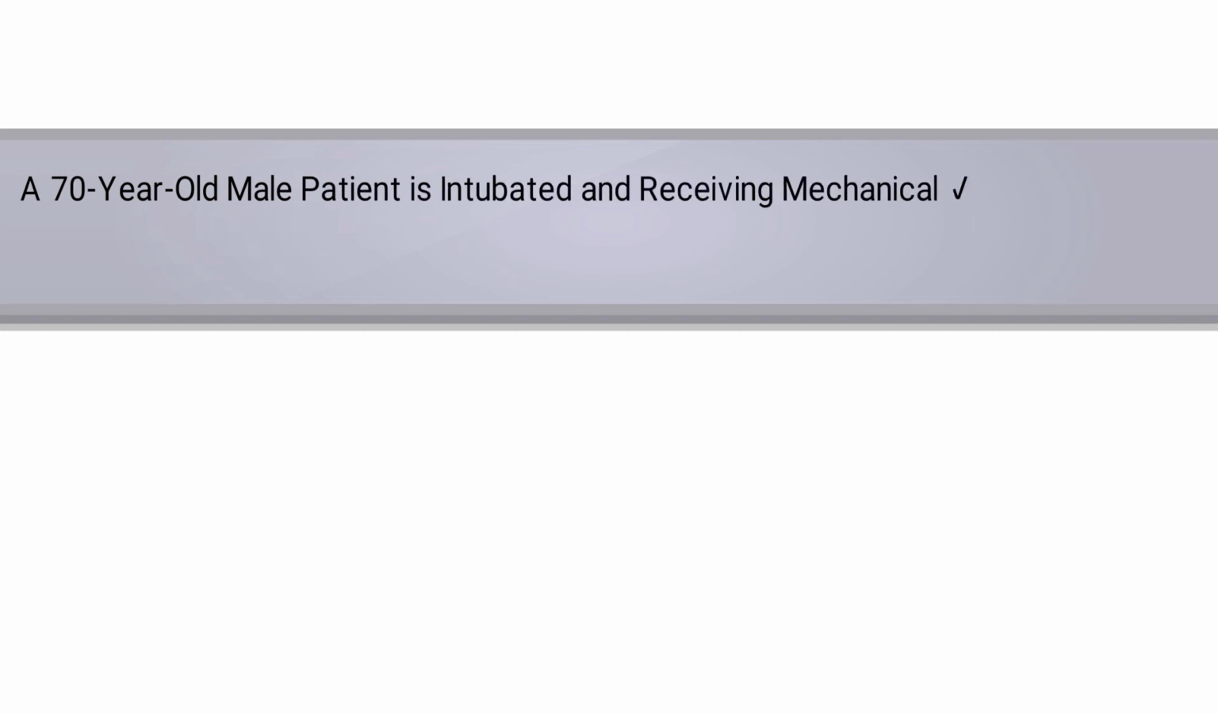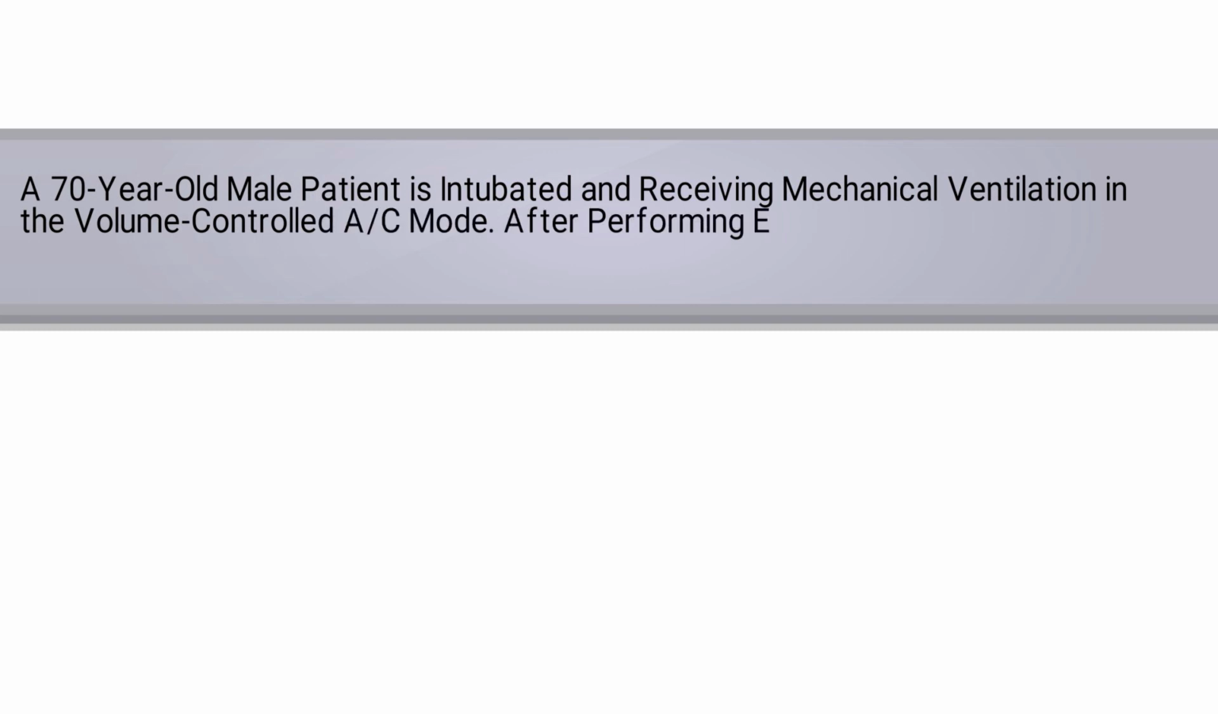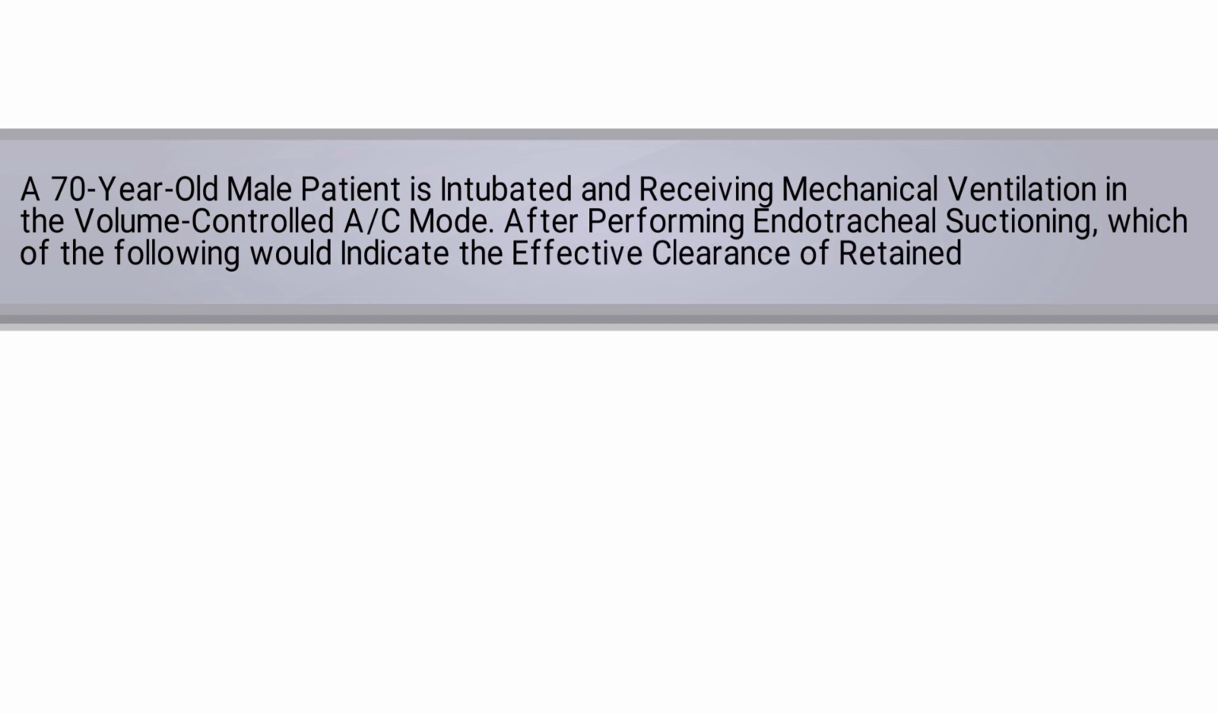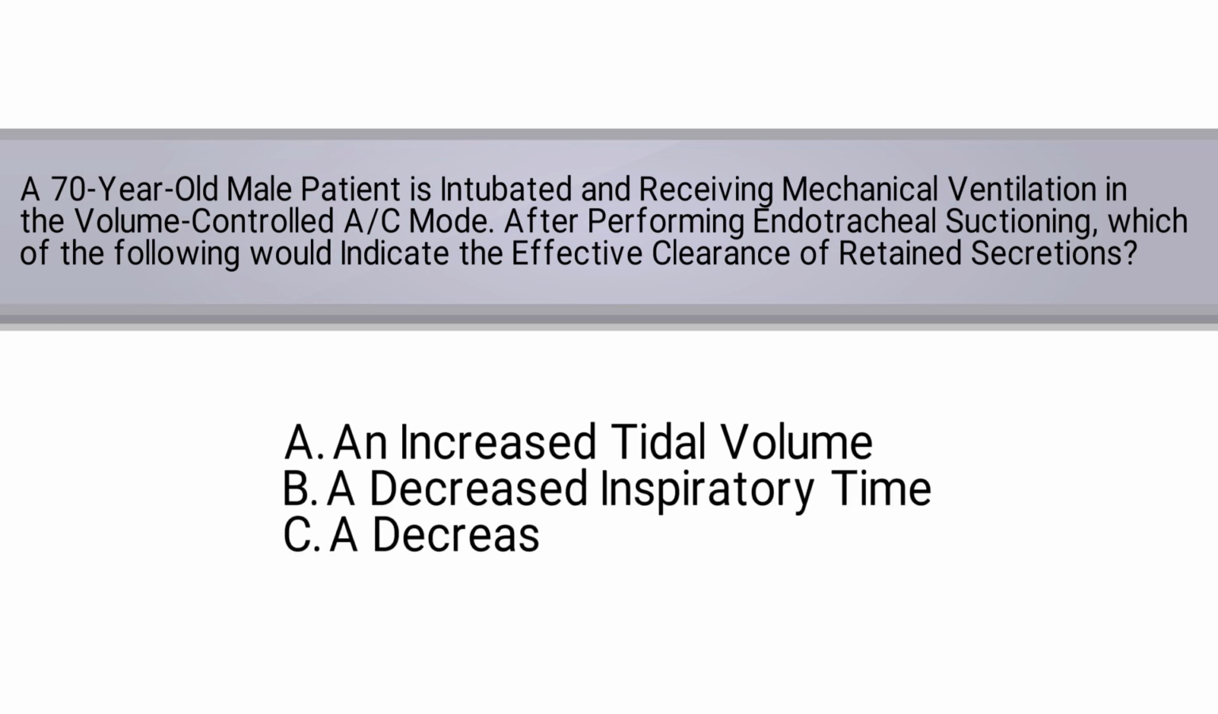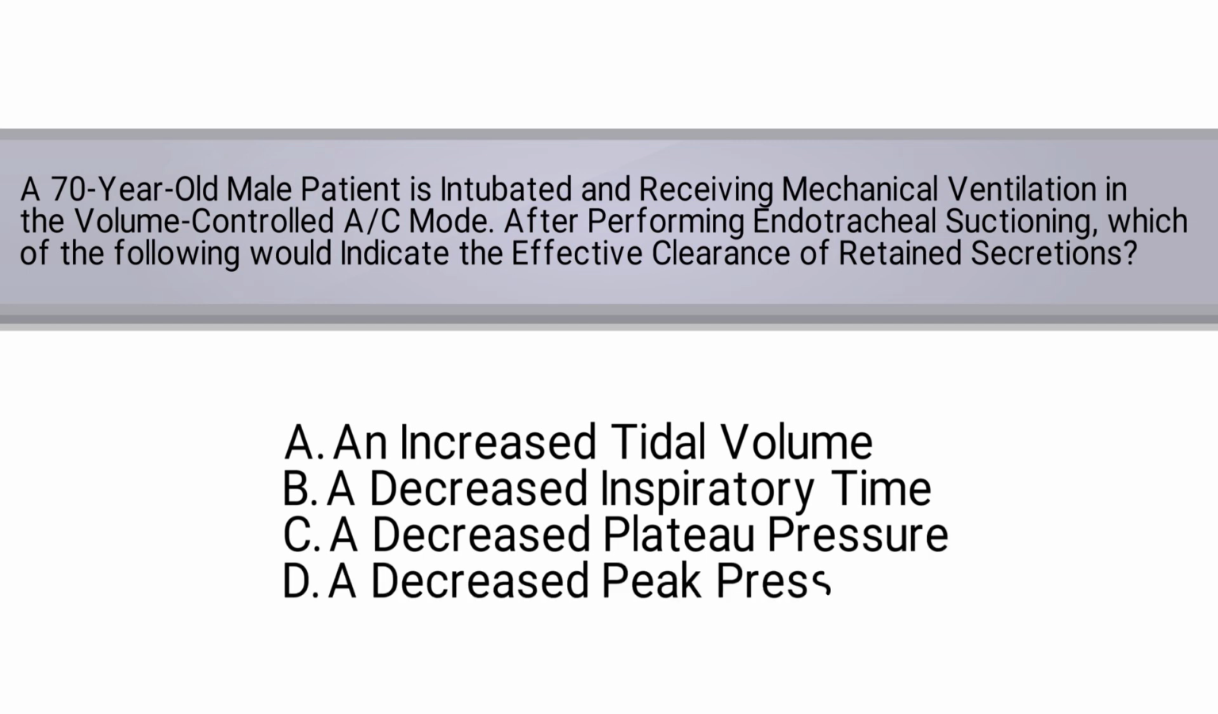A 70-year-old male patient is intubated and receiving mechanical ventilation in the volume-controlled assist control mode. After performing endotracheal suctioning, which of the following would indicate the effective clearance of retained secretions? A. An increased tidal volume. B. A decreased inspiratory time. C. A decreased plateau pressure. Or D. A decreased peak pressure. Do you know the answer?